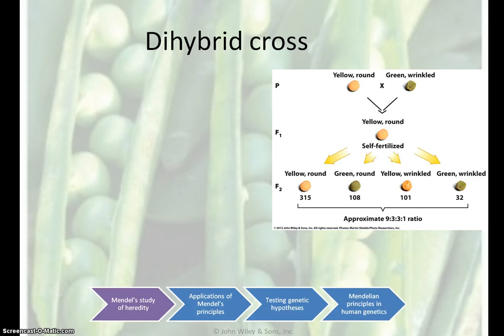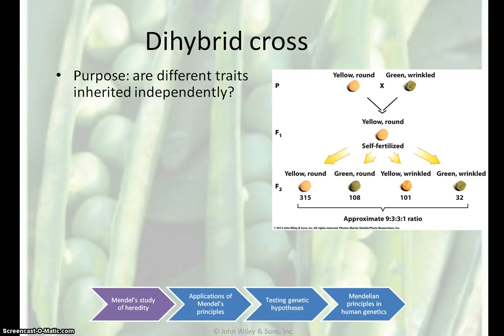So remember that monohybrid crosses involved individuals that varied only by one trait. In a dihybrid cross, we're looking at individuals that differ by two traits. So in this case, we've got yellow round peas crossed with individuals that have green wrinkled peas. So here we're looking at color and texture. Okay, two different traits.